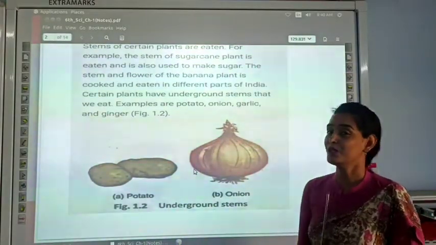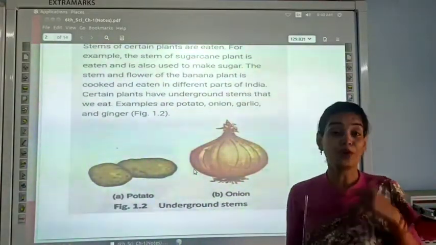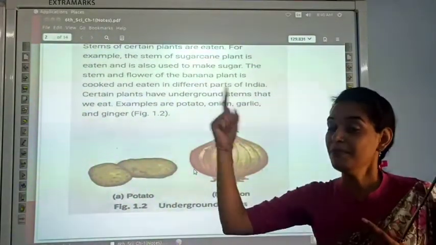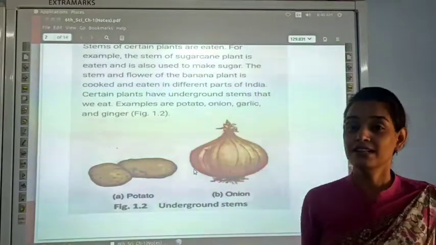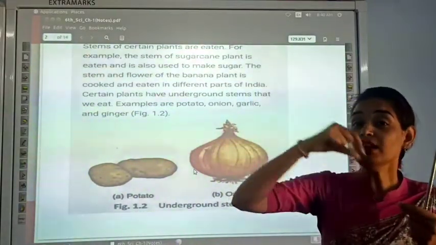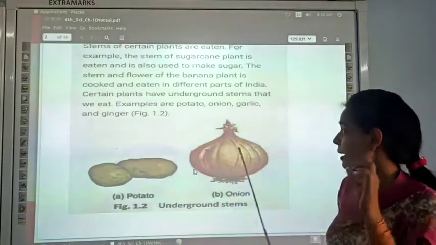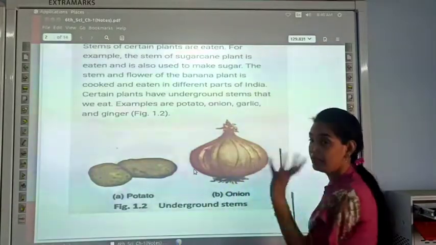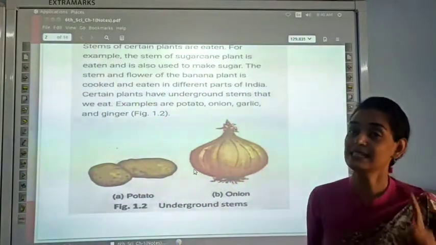Onion is also a stem, but we also use the other part of the onion. That is the leaf part. You know spring onion, what you call green onion, the one with rings. That is called spring onion. So potato, onion, this onion bulb, that is the stem.